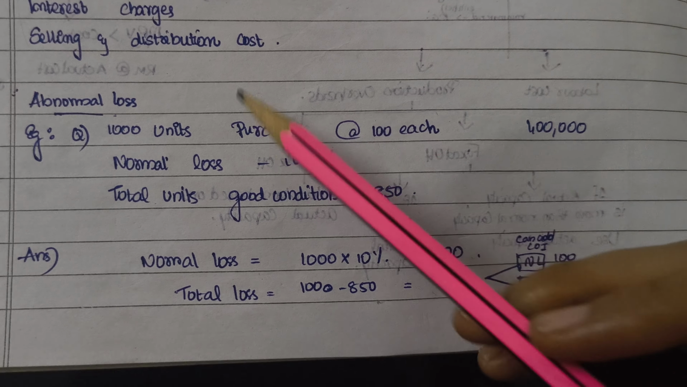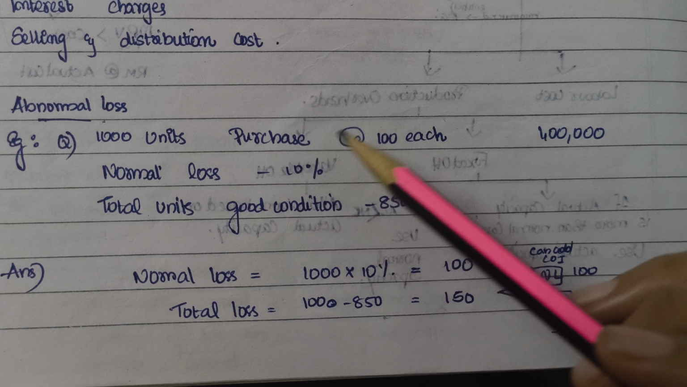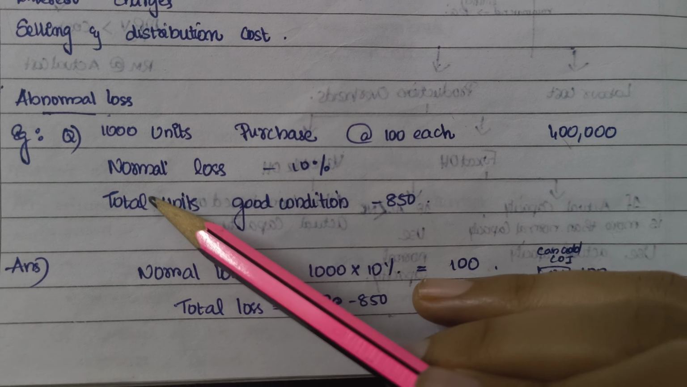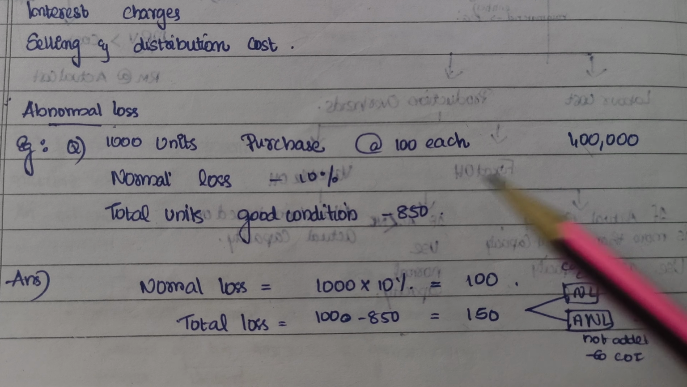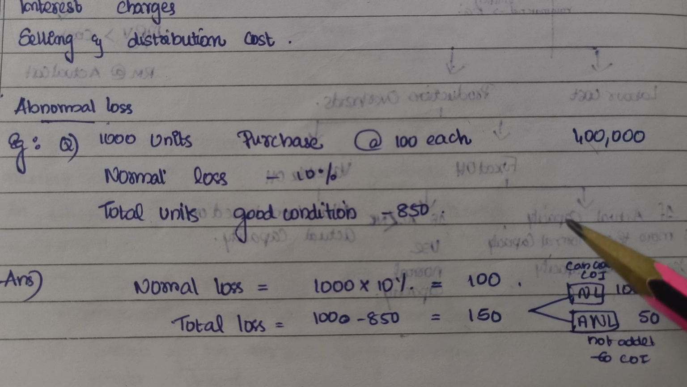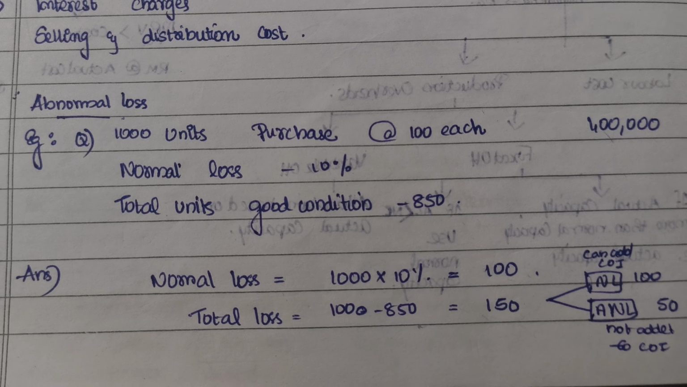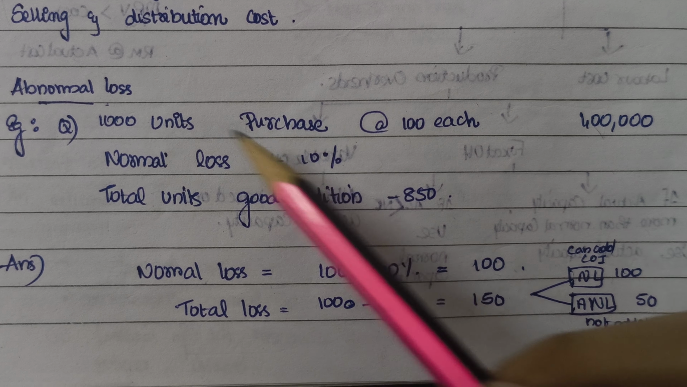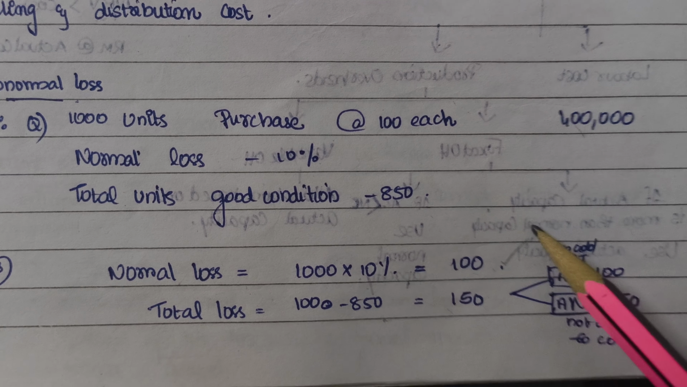Let's see an example. Abnormal loss. So there are 1000 units purchased at rupees 100 each, that is total amounts to 1 lakh. And normal loss is 10% and the total units in good condition is 850. Let's see how we will find the cost of inventory. So what is the normal loss? Normal loss is 10%, right? So 1000 into 10% gives 100. 100 is the normal loss.